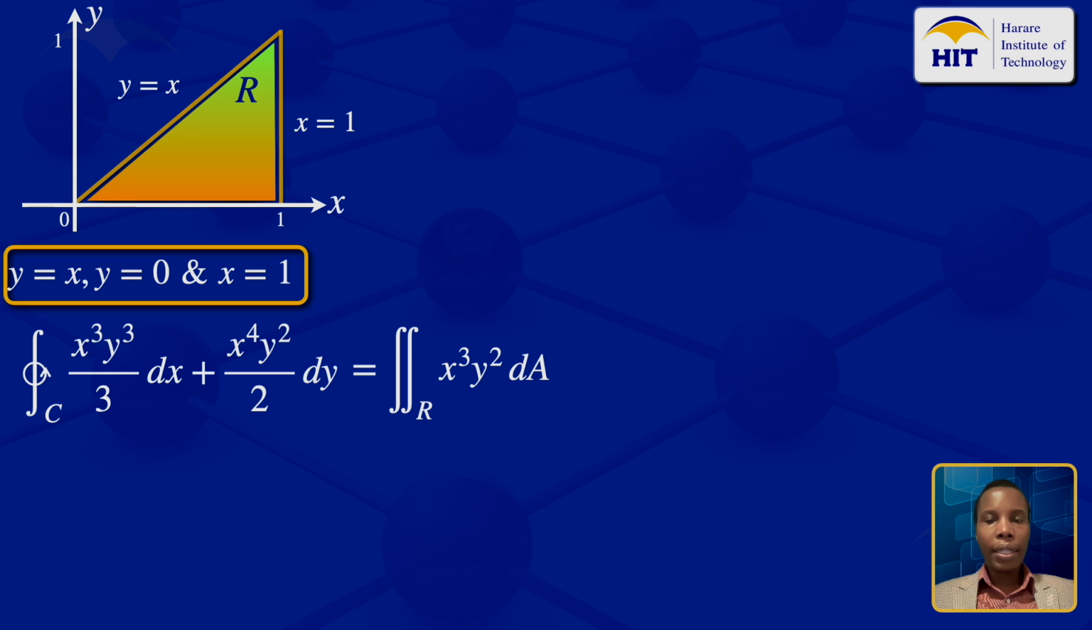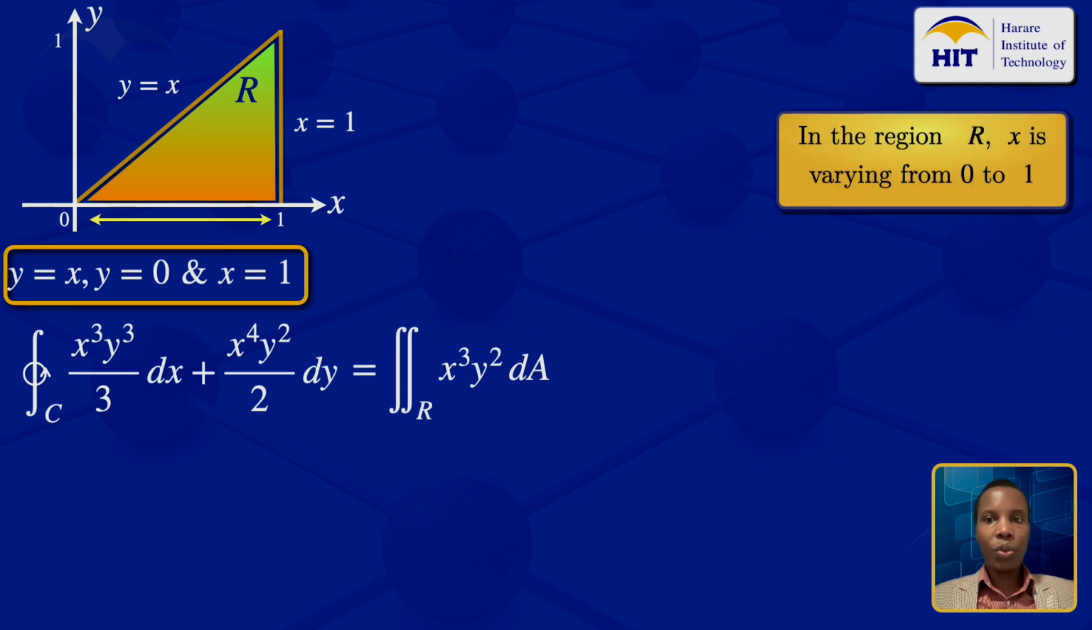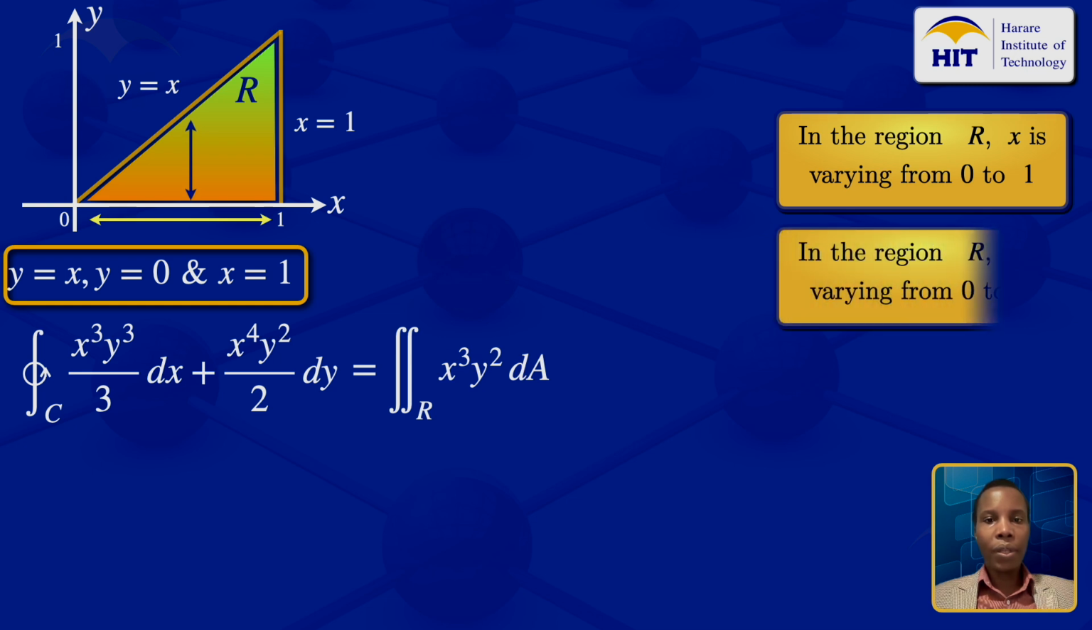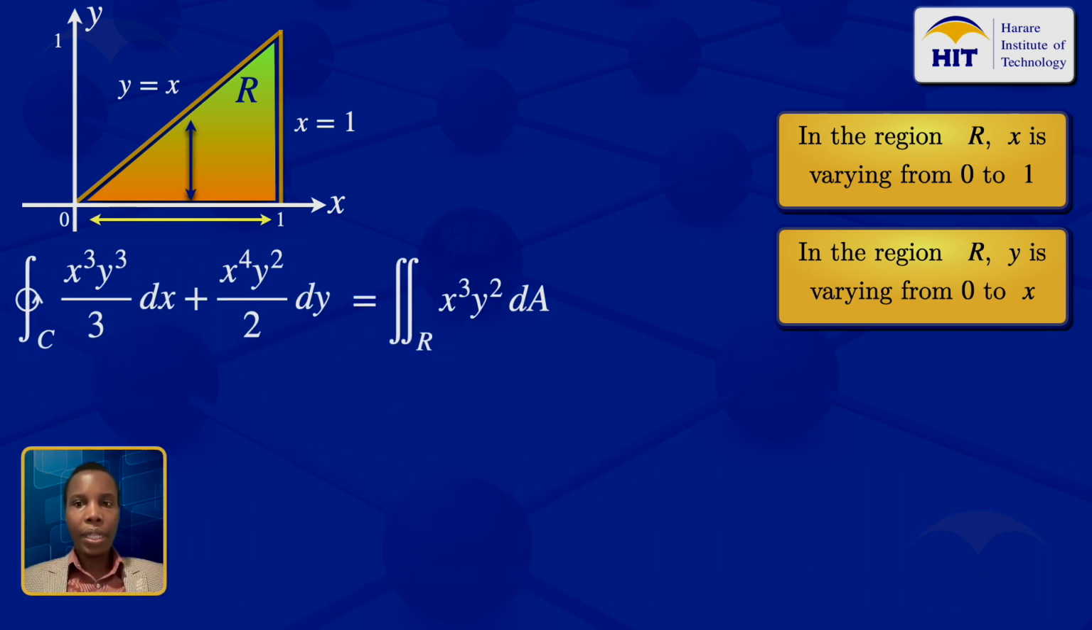Inside this region, x is varying from 0 to 1. So I can write down that in the region R, x is varying from 0 to 1. Then we look at y. The y is varying between these lines. So y is varying from 0 to x in the region R. So those are the limits. Drawing the graph helps us to see the limits of integration clearly. So we then go on and try to evaluate that double integral.